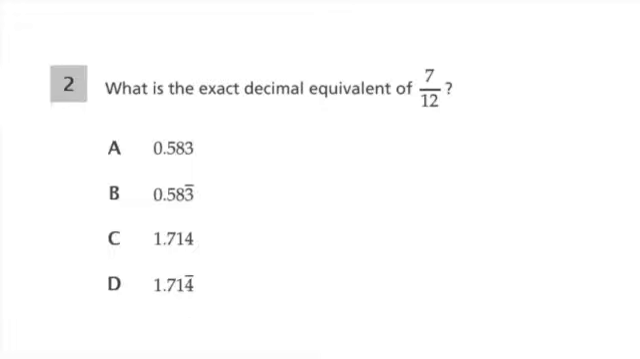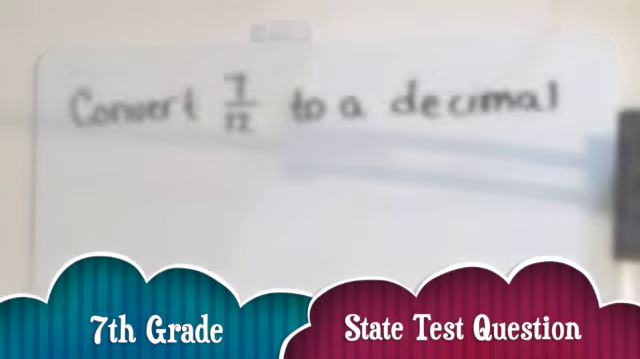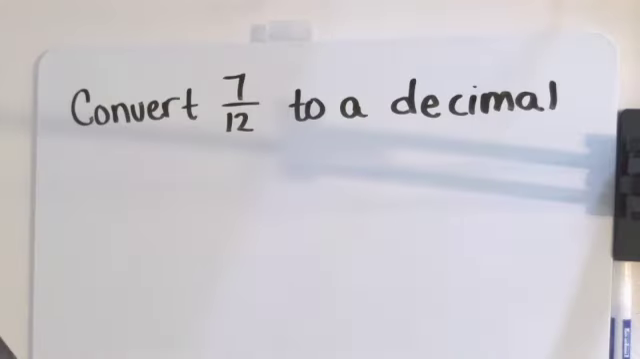This example was a released New York State 7th grade state test question, and it said, what is the exact decimal equivalent of 7/12? So basically, convert 7/12 to a decimal. To convert a fraction to a decimal, you want to use long division, but remembering how to set up the long division can sometimes be tricky.